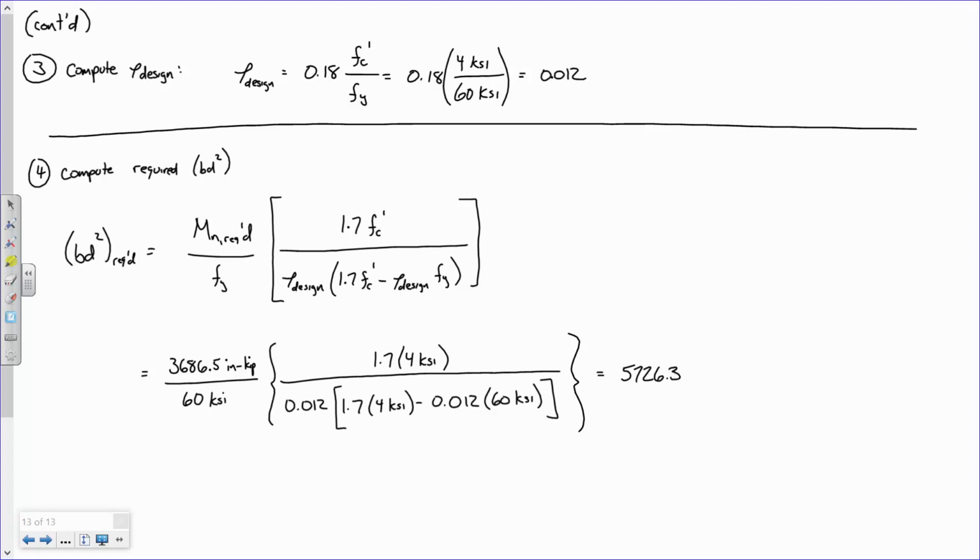And say it again? Inches cubed. Everything's in kips and everything's in inches. What are we solving for? We're solving for BD squared, inches times inches squared, so it's going to come out in inches cubed. How are we doing? So rounding. You're going to see in a very quick second it's really not going to matter because ultimately we're going to use this to determine beam dimensions, or we're going to round up anyways.